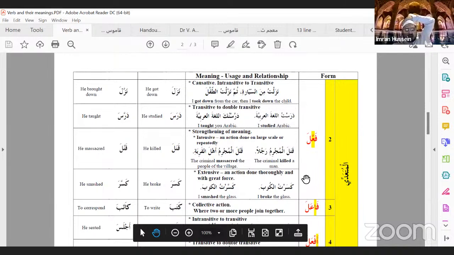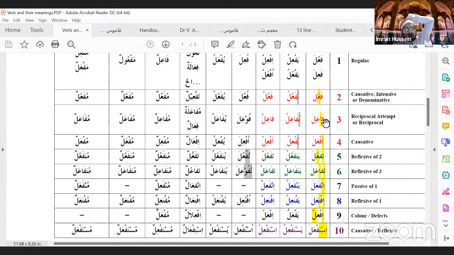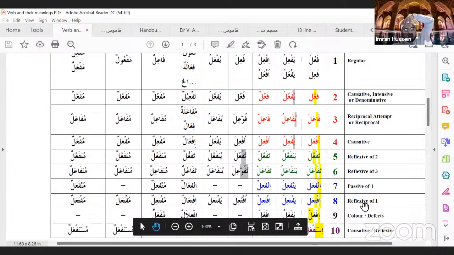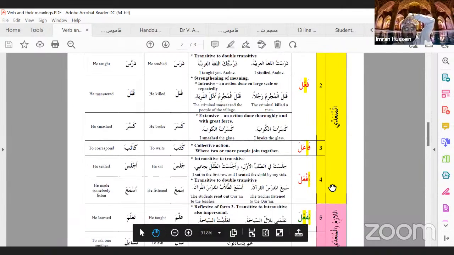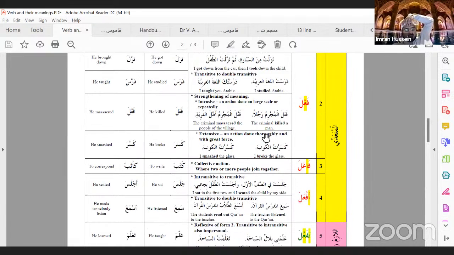So this one here, and the other question which you may ask me is why there are these different patterns. The reason is that each of these different patterns conveys a different meaning or alters the original meaning of the verb itself. So you can see here it says causative, intensive, denominative, reciprocal, attempt, causative, reflexive, passive. Of course, I will explain what this means, but I will have to go through them gradually. This here slightly explains what's happening with the different changes of the verbs itself.